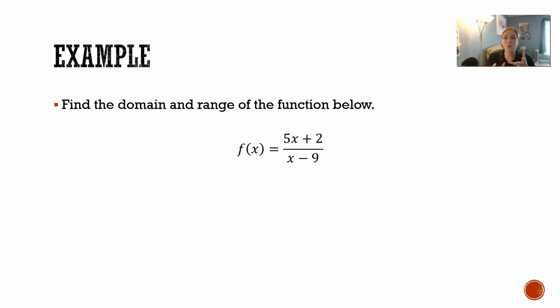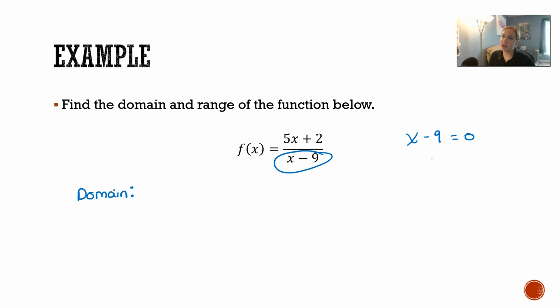Okay, let's do one more example. So find the domain and range of this rational expression or rational function. Now, the first thing we want to do is find our domain. So, of course, to find our domain, we're going to have to take that denominator. Now, this denominator is a little bit more exciting. It's x minus 9, and we're going to set it equal to 0. Then we're just going to solve.